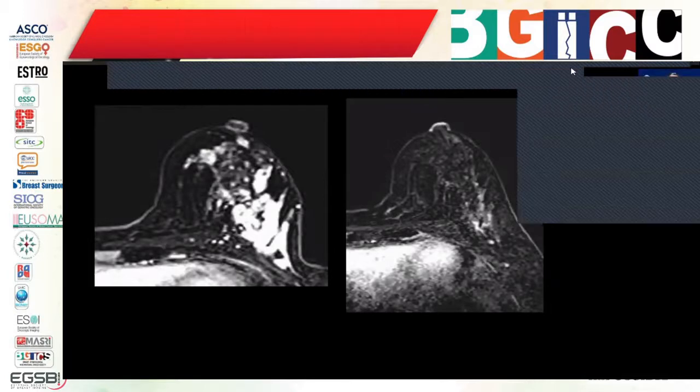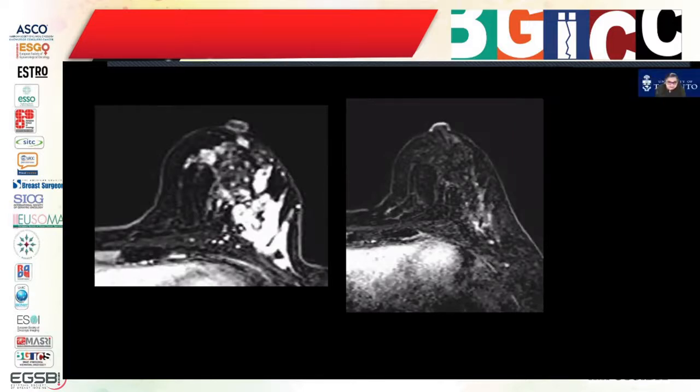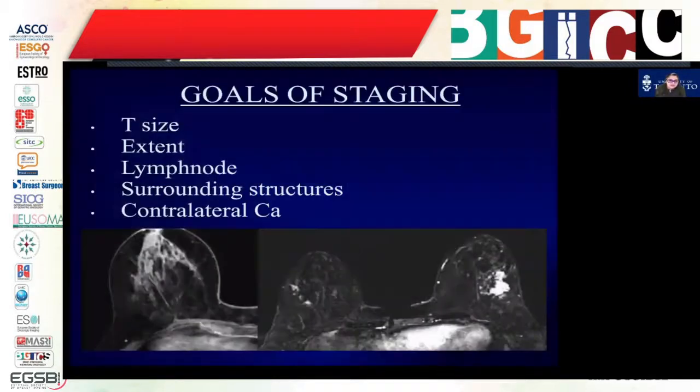So this is the benefit of using neoadjuvant treatment, and MRI is definitely one of the key indicators of where it is performed. So this is one of the key indications. The goals of staging are basically to determine the T size, the extent of disease, the lymph nodes, surrounding structures, and obviously contralateral cancer.